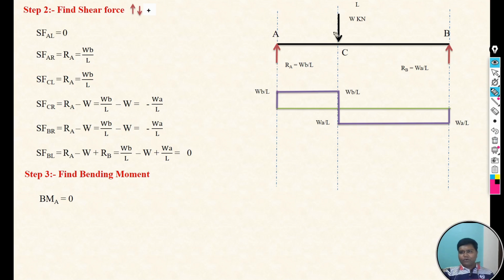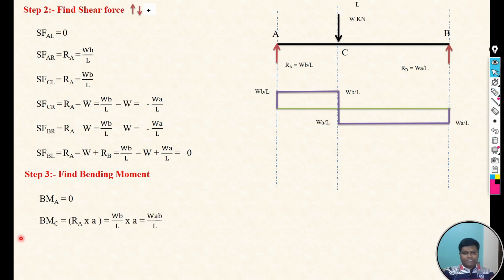Then the next point that we have is C. Again take the section at C point and then focus on left. On the left we have one force, that is RA, and the moment due to that RA is clockwise. If you rotate RA about the C point, it is clockwise, and the magnitude of that moment is RA into perpendicular distance, and the perpendicular distance is a. So the moment at C point is RA into a, which is clockwise, means positive.